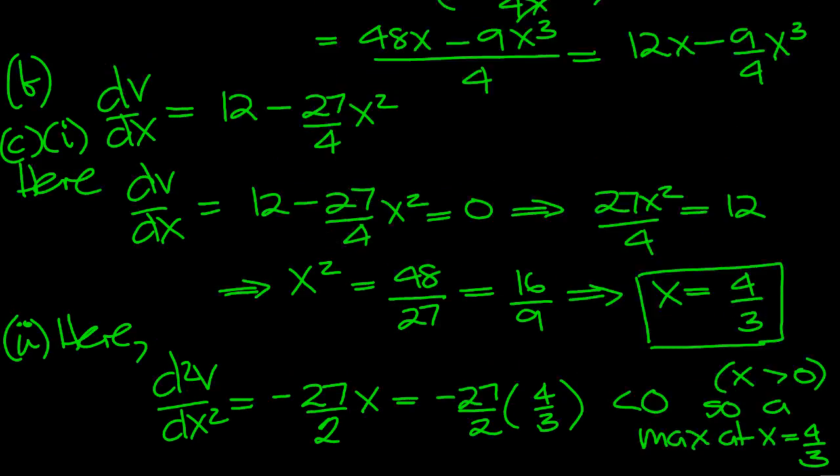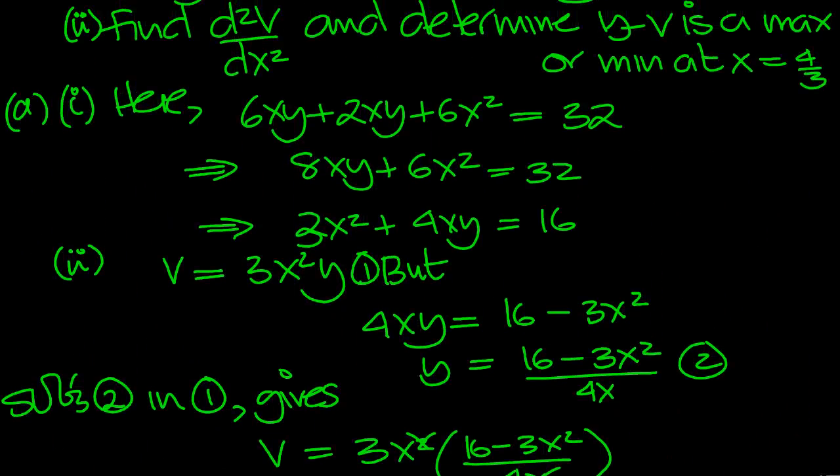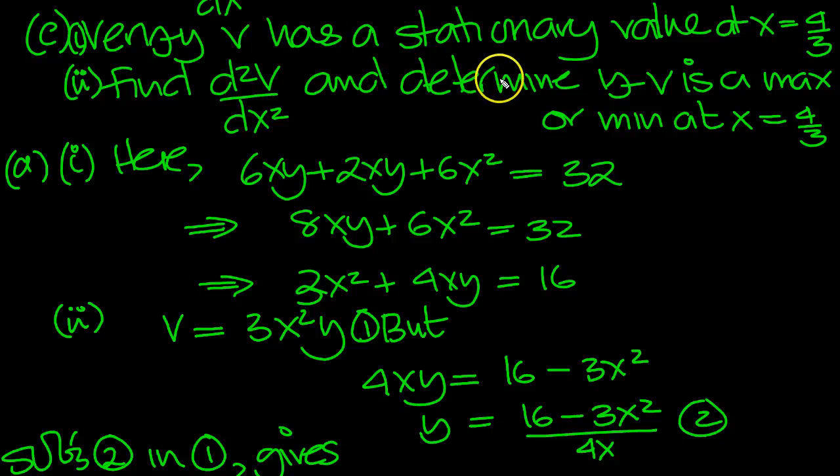So let's have a look at the question, see if we've answered it all. Find the second derivative and determine if V is a max or min at x equals 4/3.